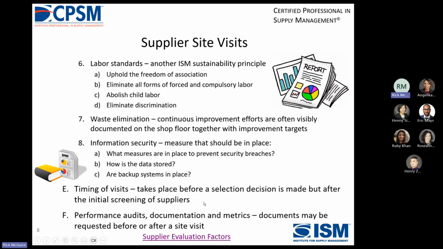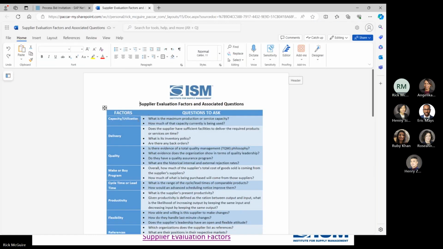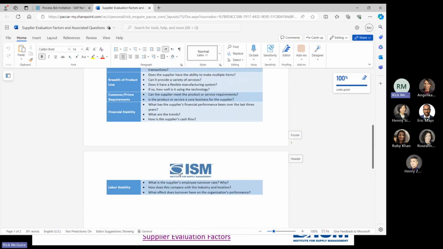And the timing of the visits. You want to visit them before you make the supplier selection, preferably if you haven't been out there before. And performance audits. Usually our supplier quality guys will do these on site. So here are some supplier evaluation factors you can look at. This is according to ISM. Here's the factor, and this just describes it a little bit. But there's a good page of them there.